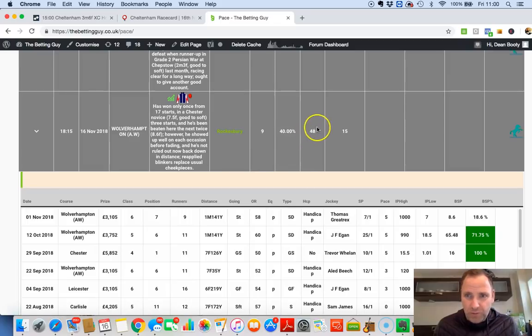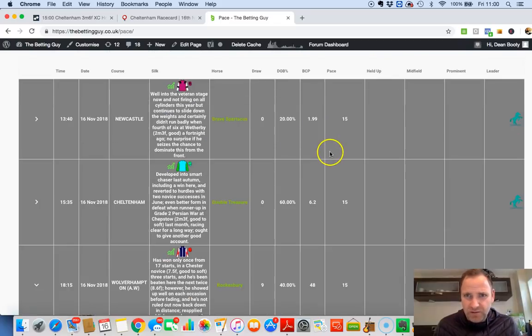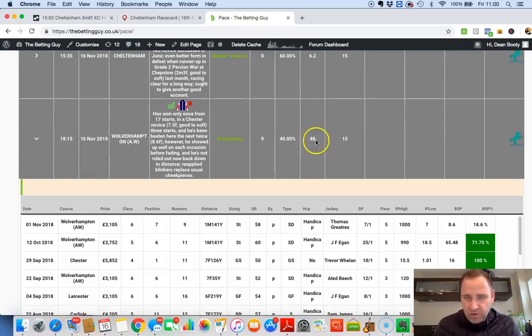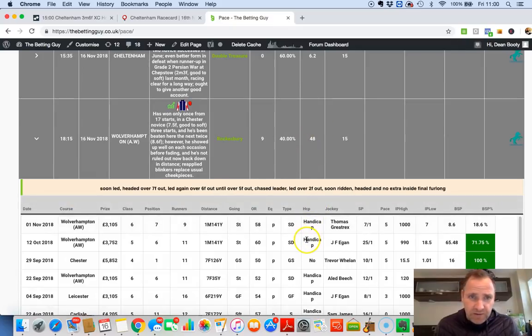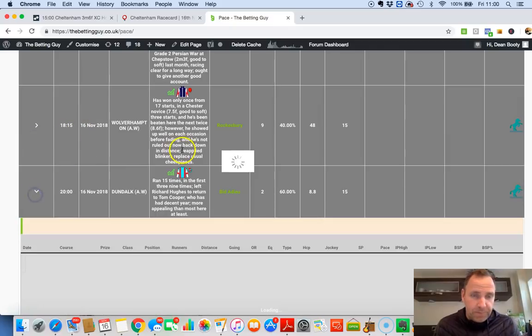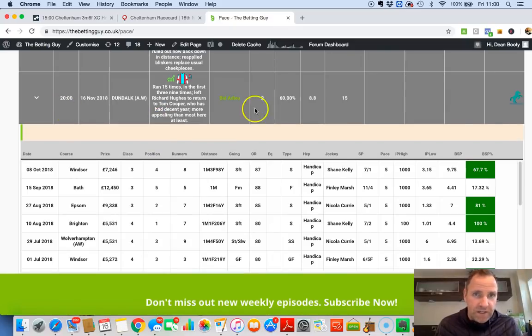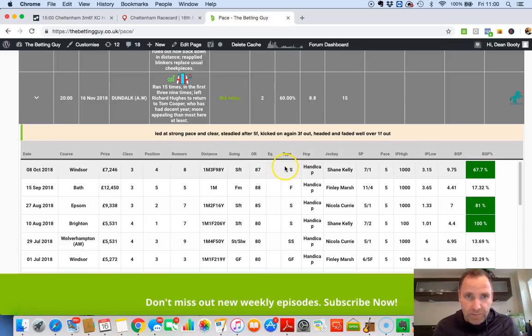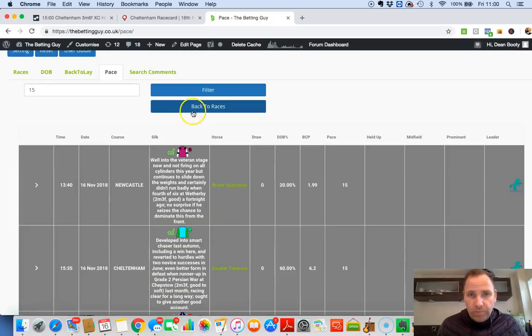Betfair current price is 48. So is it 48? Yep, 48. So something that I'm not interested in. Led, soon led, made all. Yep, so we know that. Dundalk tonight, 8 o'clock, 8.8. Some of you might be doing this one. Led at strong pace, clear. Led, led and soon well. So there's only 4 today.